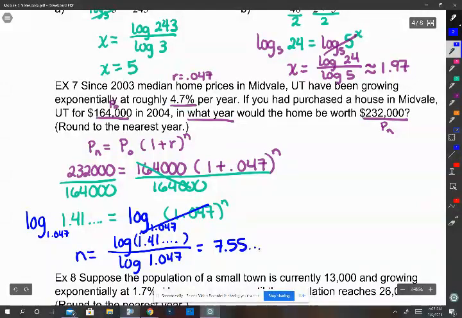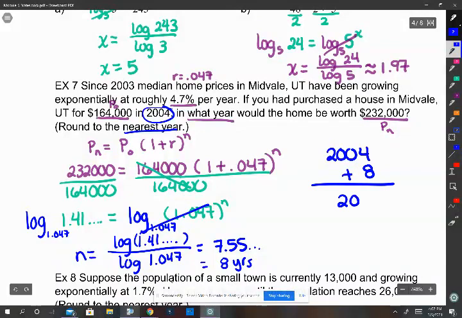Now, there's a whole bunch of other digits, but it wants us to round to the nearest year. So this is going to be 8 years if we round to a whole number. And then the house was bought in 2004. So if I take 2004 and add 8 years to it, that means that it was worth $232,000 in the year 2012.